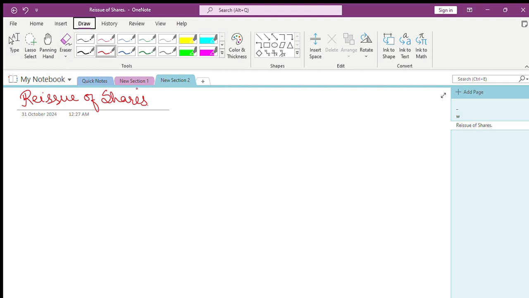Reissue of shares. We cancel the shares. We have an option available to give them to someone else also. When we reissue shares, there are three conditions for that. You can reissue at par, premium, or at discount.